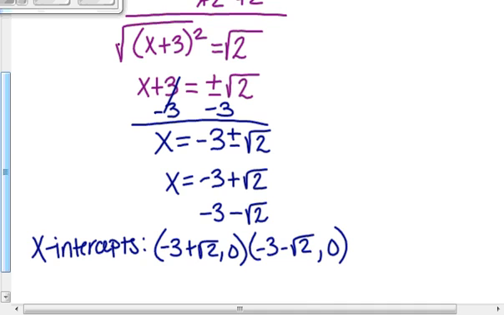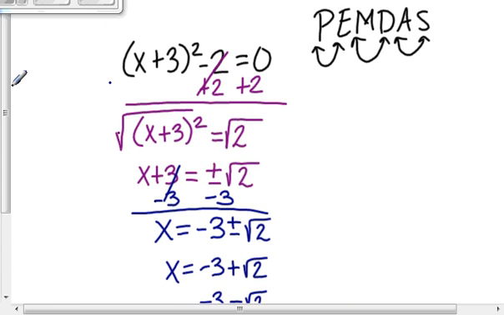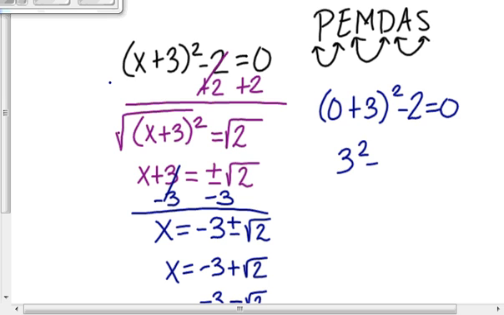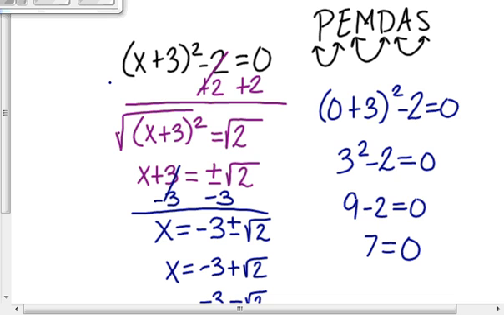For y-intercepts, all you do is you take the given function, and the y-intercept is where x is 0. So we put 0 where x is. So we have 0 plus 3 squared minus 2 equals 0. 0 plus 3 is 3, so we get 3 squared minus 2 equals 0. 3 squared is 9, and when we do 9 minus 2, we get 7. So our y-intercept is 0, 7.